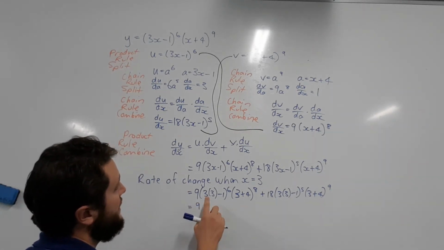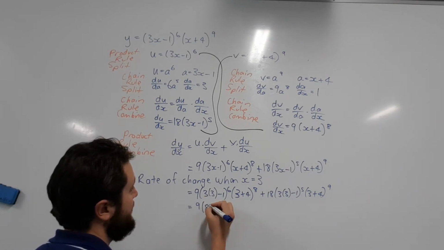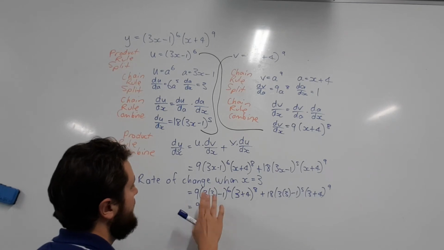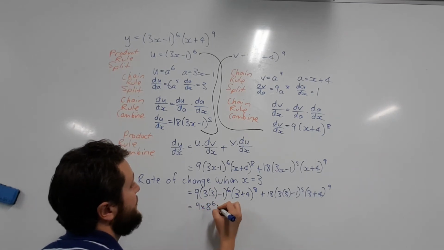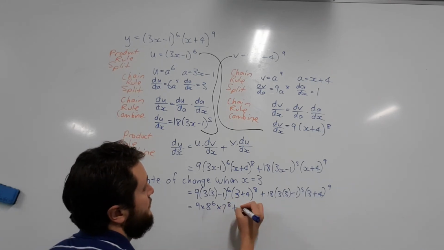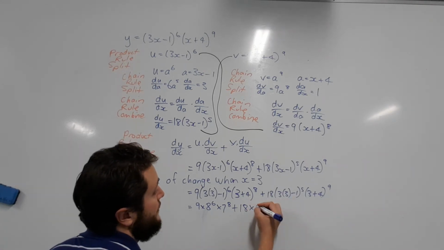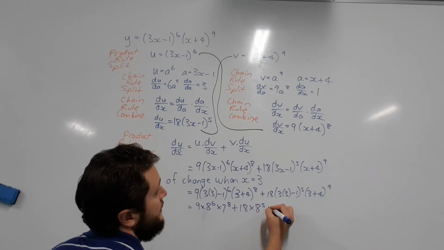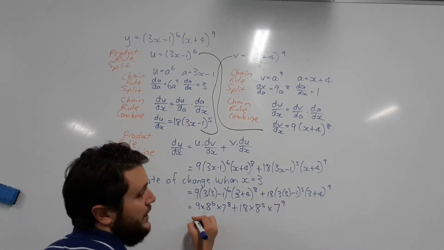So that's 9, and 3 times 3 is 9. Take 1, we're going to have 8 to the power of 6. I'll write it out, some multiplication. So that'll be 8 to the power of 6 times 3 plus 4, 7 to the power of 8, plus 18 times 3 times 3 is 9. Take 1, that'll be 8 to the power of 5 times 3 plus 4 is 7. So 7 to the power of 9.